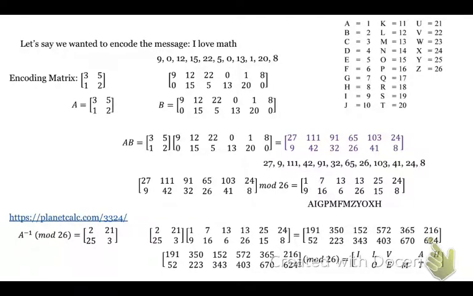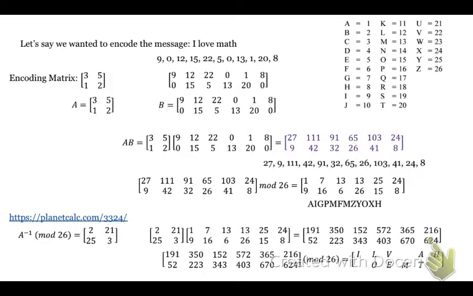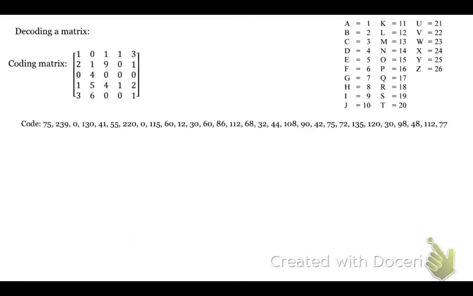Which is I love math. Okay, kind of cool. I thought it was interesting. Then I wanted to see if this would work with a big matrix, so I did a 5x5 matrix. That's my coding matrix, and then I made this code. This is a very long code, and I did not do this mod 26. If that's my code and I have the coding matrix as a 5x5 matrix, I checked that it had an inverse.